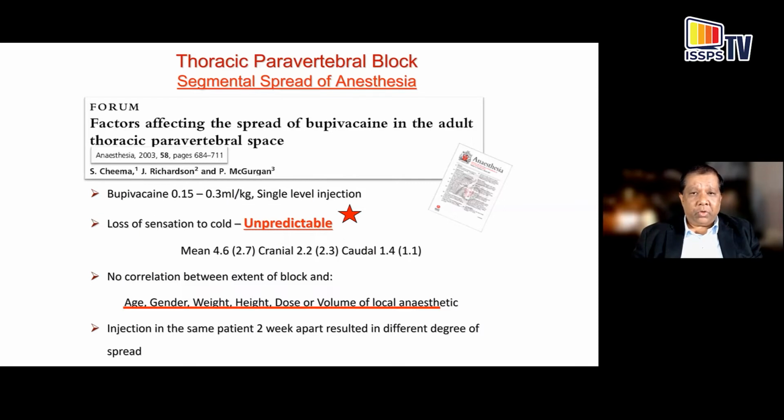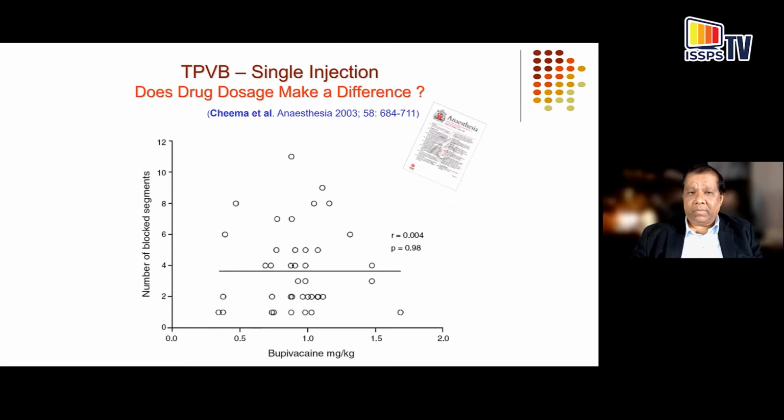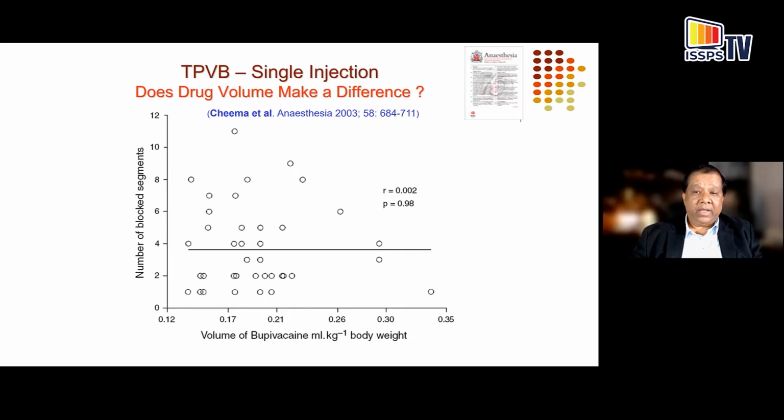And there is no correlation between the block and age, gender, weight, height, or the dose and volume of local anesthetic. So therefore, unlike epidural, if you increase the dose or the volume, your segmental spread of the block may not change. As shown here, the y-axis is the number of blocked segments, and the x-axis is the dose. As you increase the dose, you see there's very poor correlation. There's no increase in the dermatomal spread with dose or even volume. This is showing you the effect of volume on the number of segments.